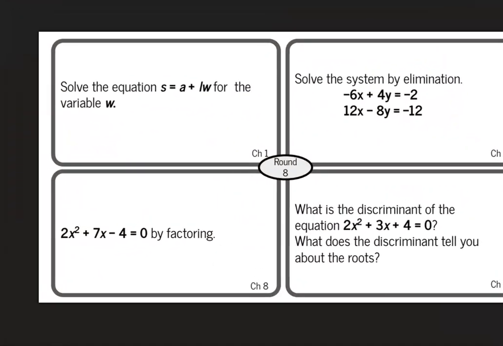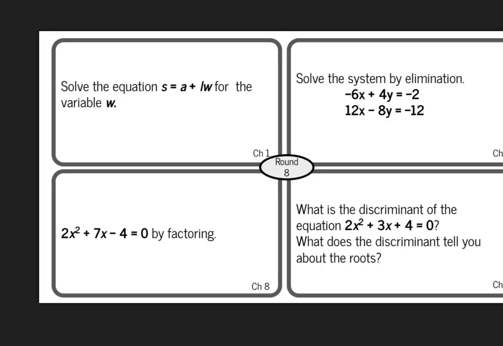Solve the equation S equals A plus L times W for the variable W. Well, we're going to subtract A from both sides. We're going to divide both sides by L, and we get S minus A over L equals W.